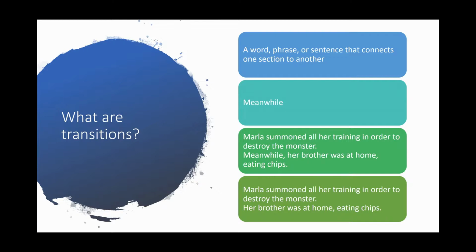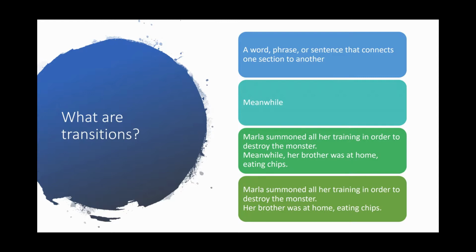Transitions can be a word, a phrase, or a sentence that connects one section of our paragraph or essay to another. We'll use this example, meanwhile. Marla summoned all her training in order to destroy the monster. Meanwhile, her brother was at home eating chips.